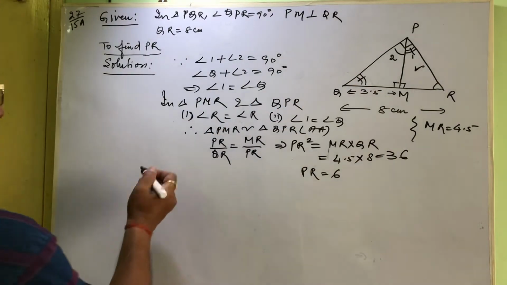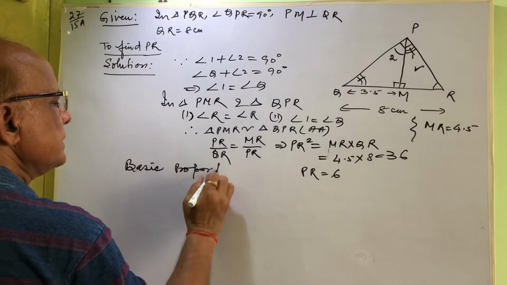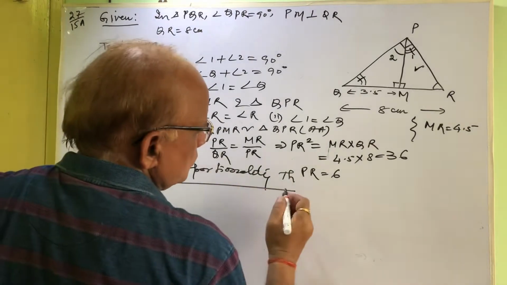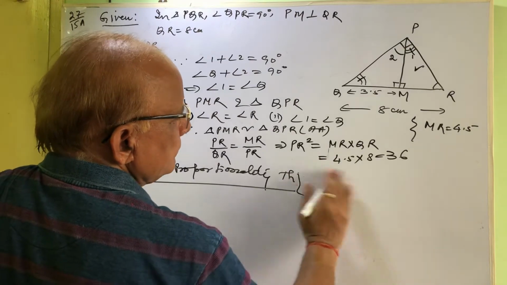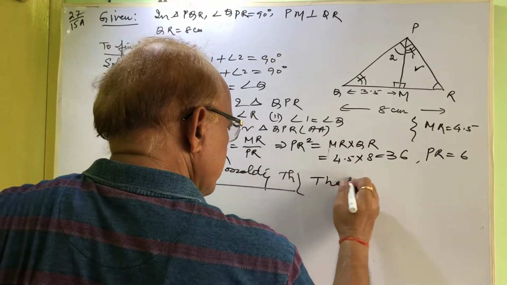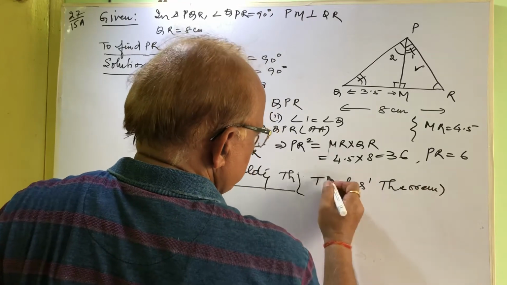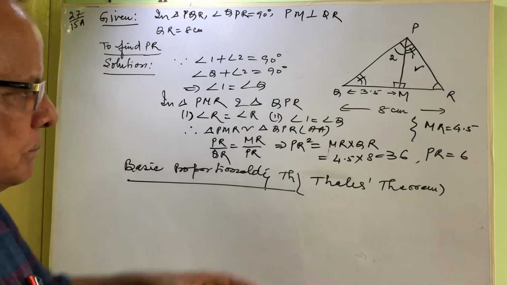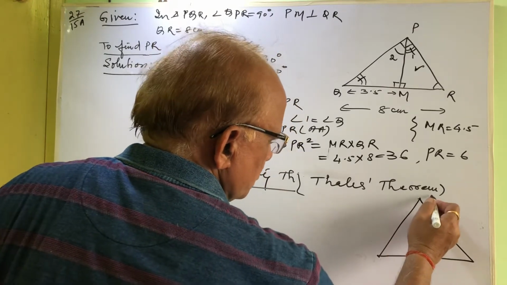Now the next one is the basic proportionality theorem. This is also known as Thales theorem. Instead of writing basic you can write down Thales theorem. You know that a line drawn parallel to one side of a triangle divides the other two sides proportionally.